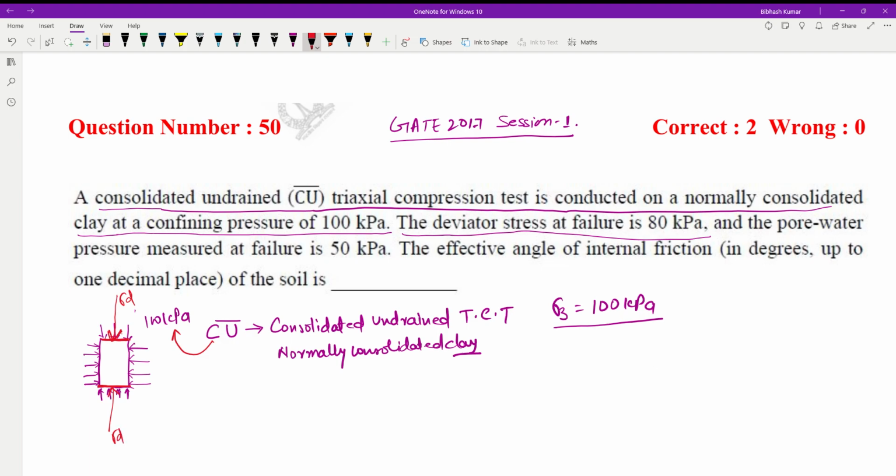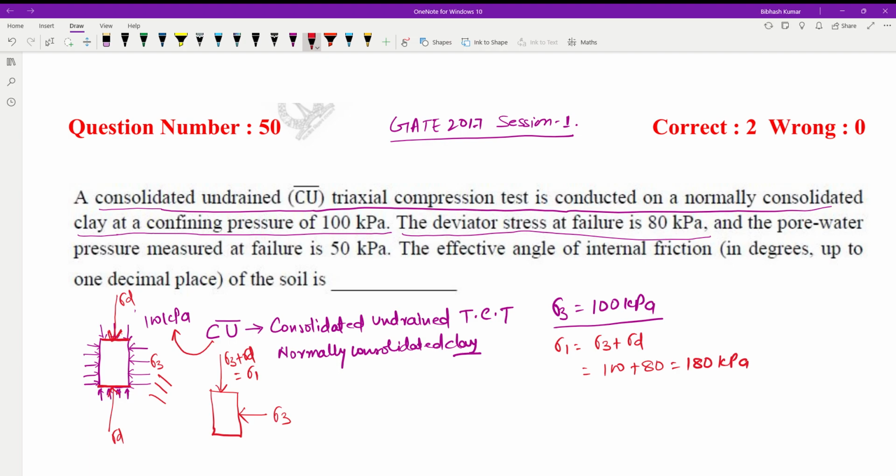So tell me what is the value of the stresses on the sample. So this is the sample and here you can see that you have applied only sigma 3. So sigma 3 is this one, and over here you have applied sigma 3 plus sigma d and this is nothing but sigma 1. Okay, so what is the value of sigma 1? Sigma 1 is going to be sigma 3 plus sigma d, and what is sigma 3? That is 100 plus 80 and this is 180 kPa. Okay, so sigma 1 is going to be 180 kPa.